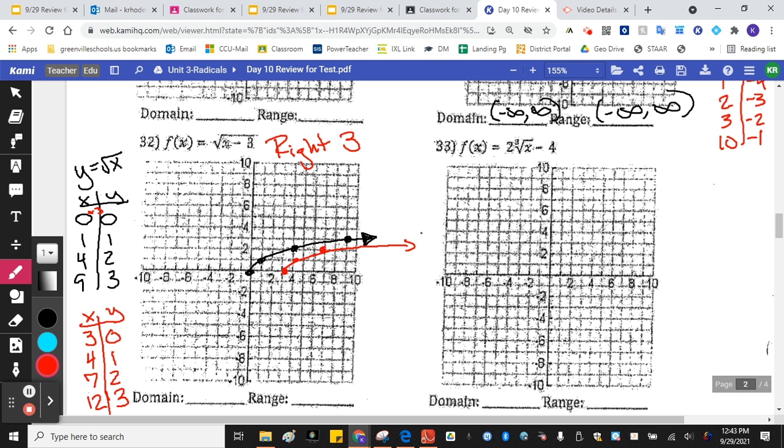Domain, start on the left, work your way to the right. Our first x value of my red graph, 3. And you put a bracket, because there's a point there. And it goes on forever to the right, infinity. My first y value, start at the bottom, go to the top: 0, 2, infinity.